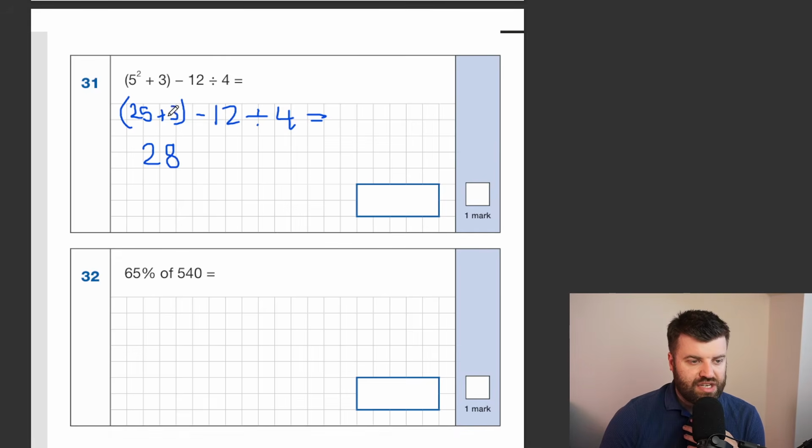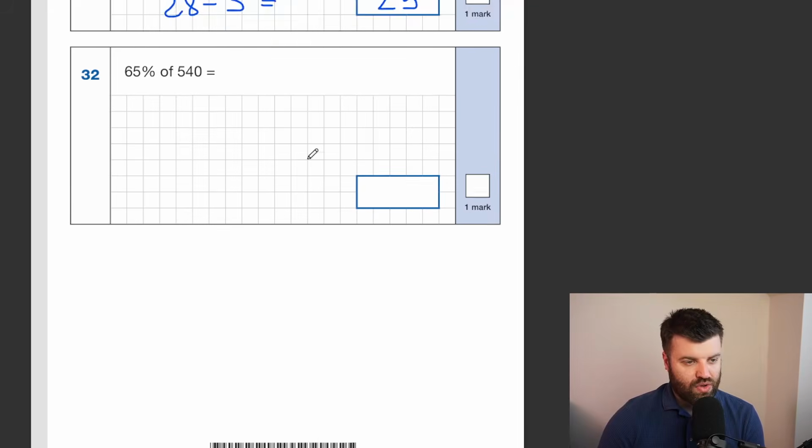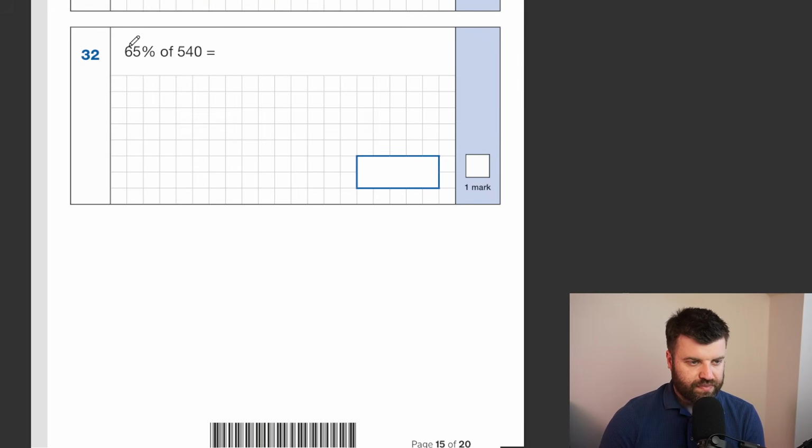I have to do this addition before I do this division, because it literally is the order of the operation. So I have 28 take away 12 divided by 4. It might be very tempting to do 28 take away 12 first, but remember your order of operations. Division comes before subtraction. So now we do 28 take away 12 divided by 4 is 3, and I'm left with 25 as the answer. A fantastic BIDMAS question, really testing your knowledge of order of operations.